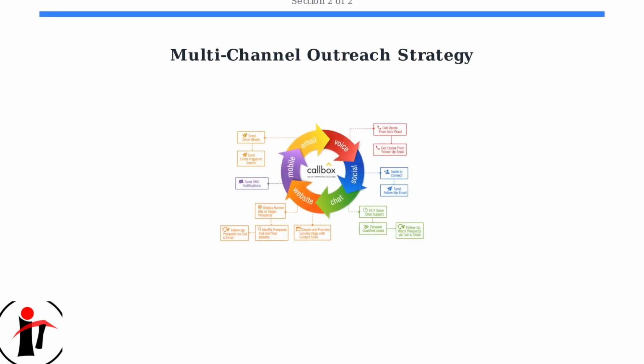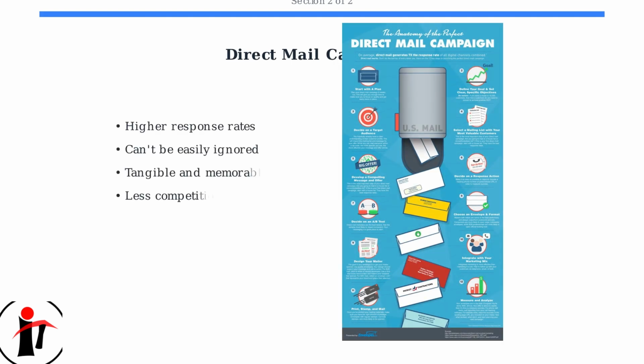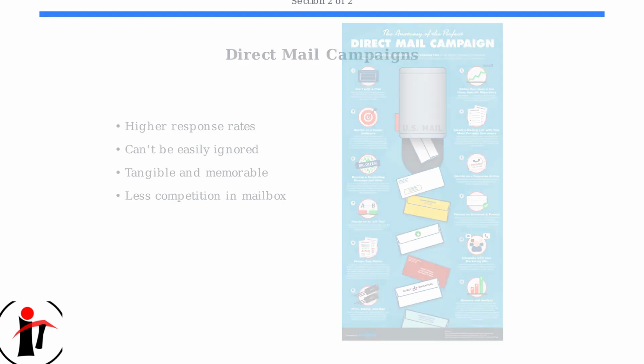Effective cash buyer outreach requires a strategic multi-channel approach. Success comes from combining direct mail, email marketing, cold calling, and text messaging to maximize your reach and response rates. Direct mail remains one of the most effective channels for reaching cash buyers. Physical mailers have higher response rates than digital channels and can't be easily ignored like emails or texts.